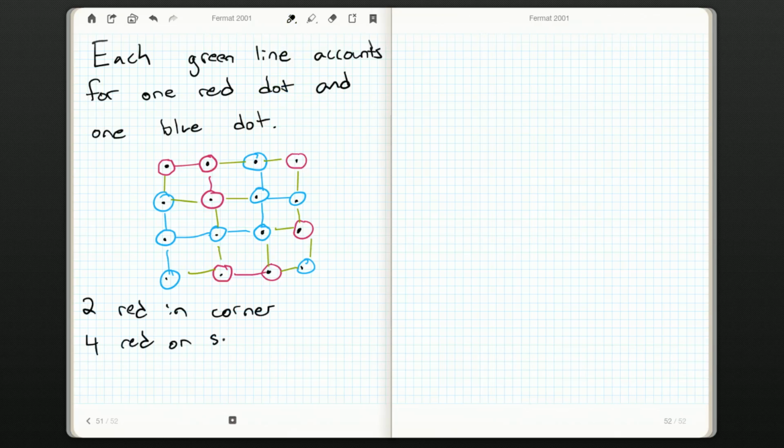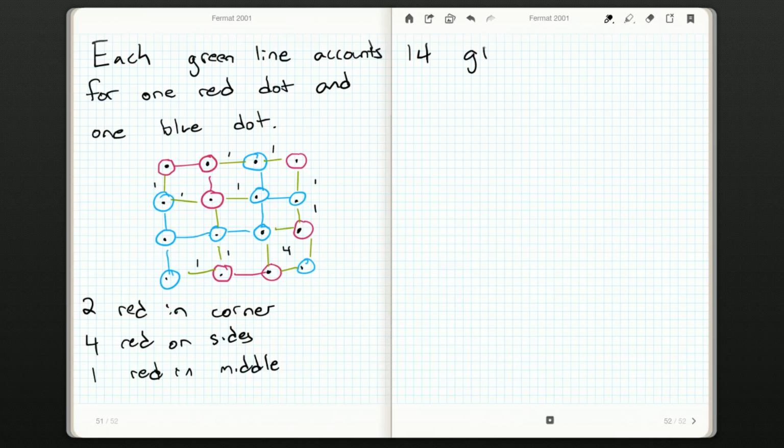Four red on sides. One red in the middle, and I had 1, 2, 3, 4, 5, 6, 7, 8, 9, 10, 11. Oh, geez, I lost count. Four of them. 2, 5, 6, 7, 8, 9, 10, 11, 12, 13, 14. Fourteen green lines. Okay.